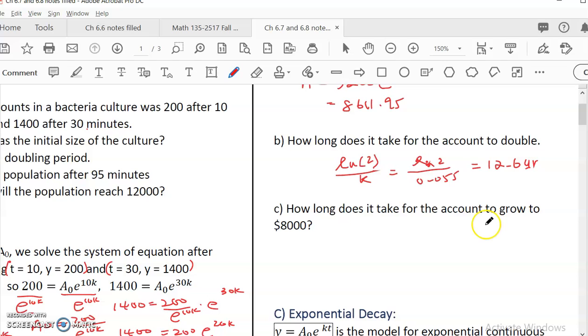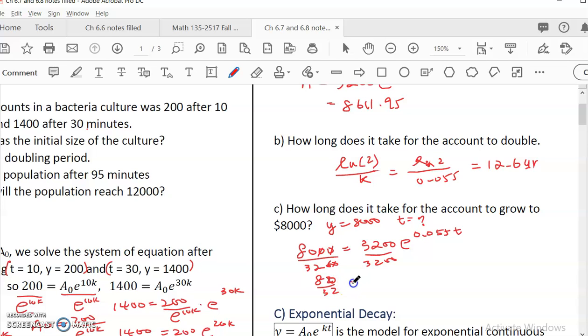How long does it take for it to grow to 8,000? So that means y is 8,000. T is unknown, right? So you use the model, but you are not plugging in t, you're plugging in y. And then this is 3,200 e to the 0.055 t. To solve for t, you just do the standard thing, divide to clean up the outside, right? So cancel the zeros. So 80 over 32 is equal to e to the 0.055 t.